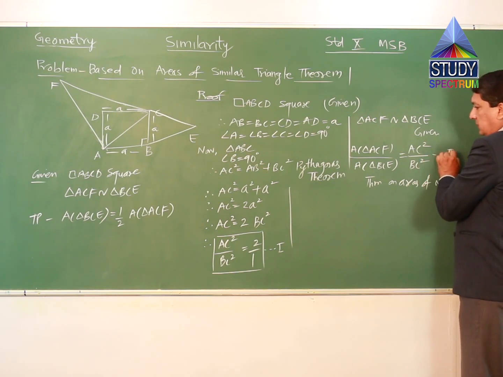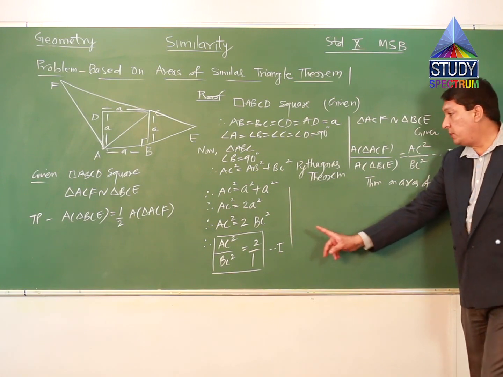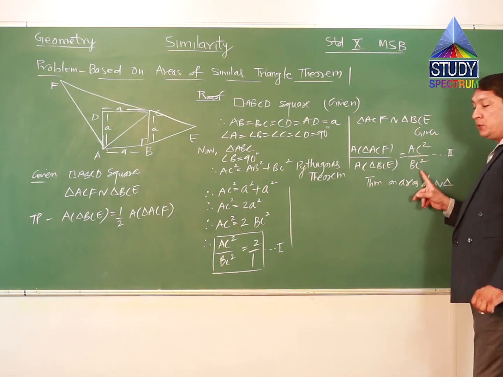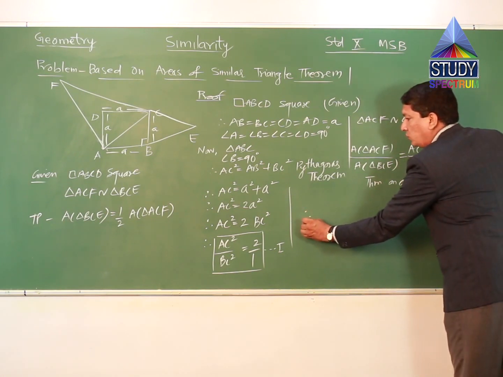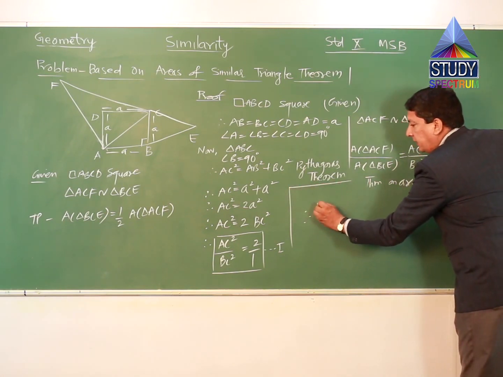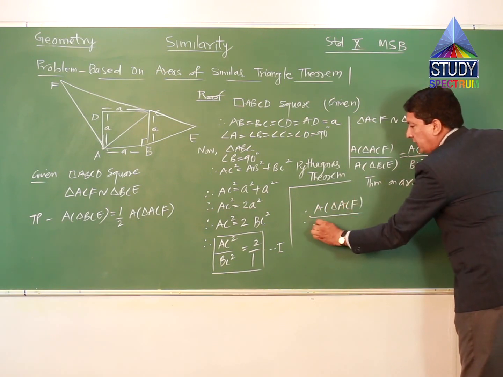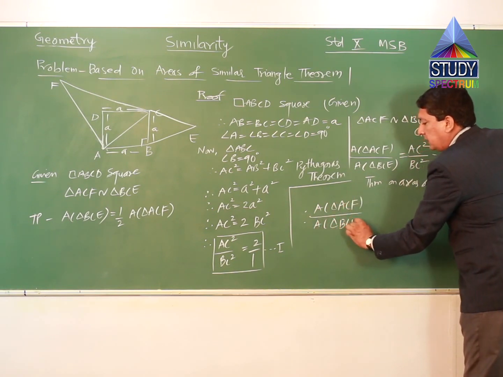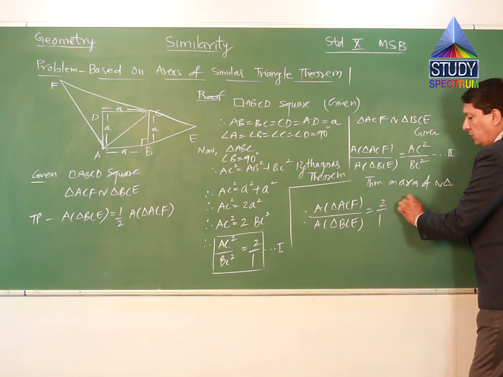Second equation. Now compare first and second. First says AC square upon BC square is 2 upon 1. Second says AC square upon BC square is the ratio of the areas. Therefore, from 1 and 2, we can write area of triangle ACF upon area of triangle BCE is equal to 2 upon 1. This we got from 1 and 2.